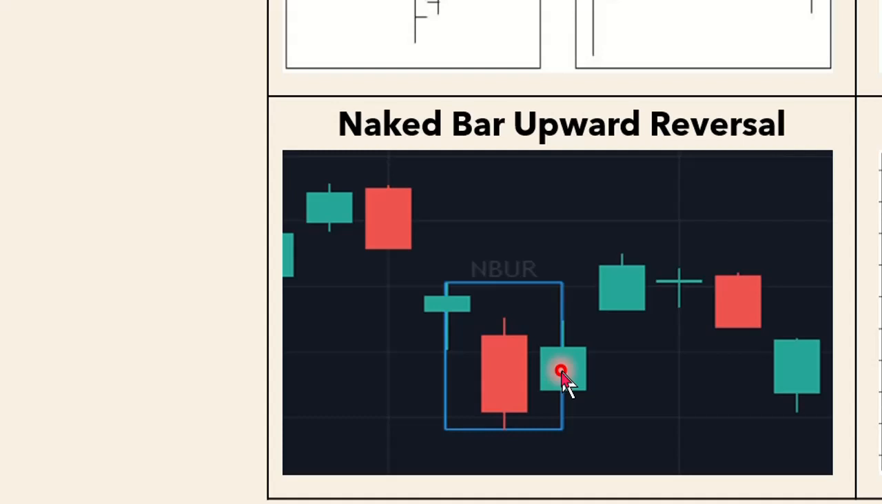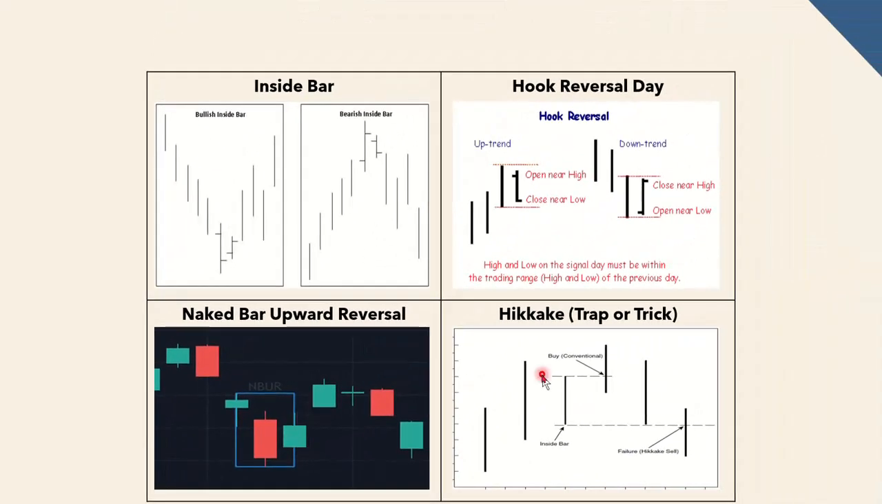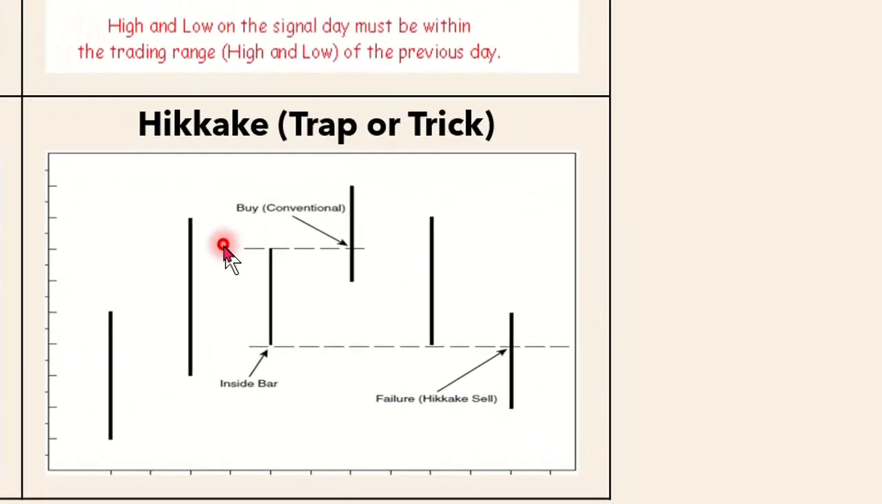An upward break from the inside bar would suggest the bears are caught. Hikake, another name is trap or trick. This pattern starts with the inside bar. When price breaks one way or the other from the inside bar, the conventional belief is that it will continue in the same direction. The Hikake pattern occurs when the breakout fails to continue and price in the following bar returns to break in the opposite direction through the previous inside bar extreme.